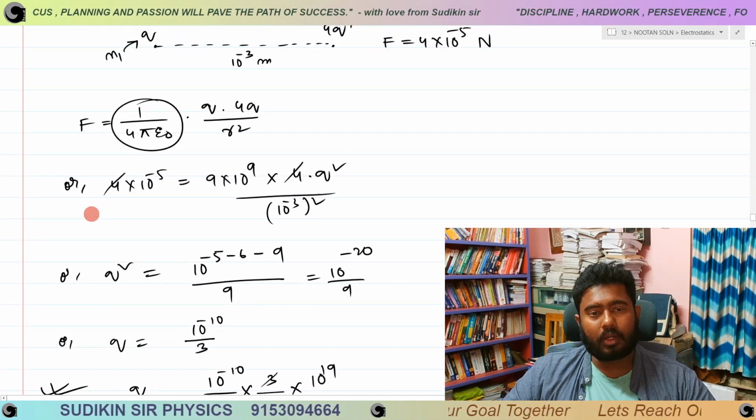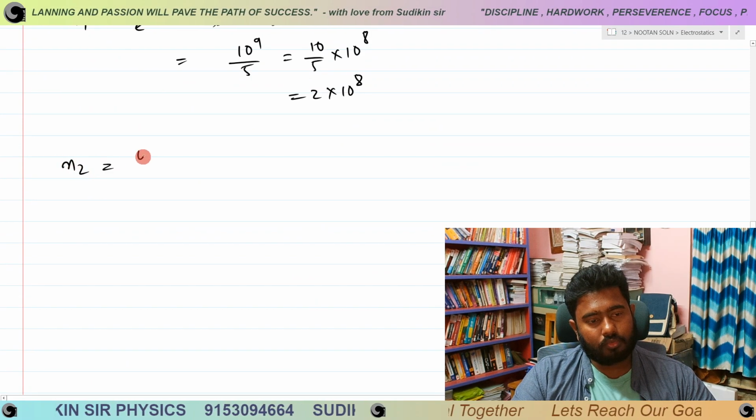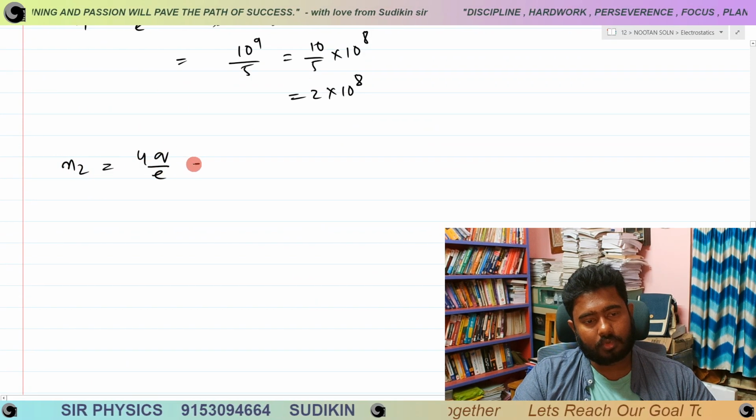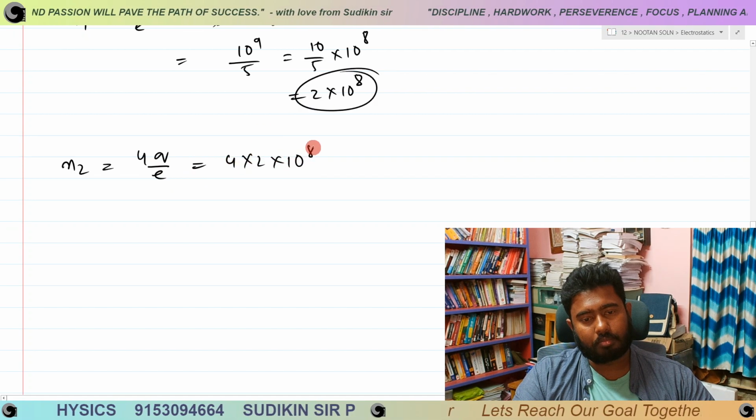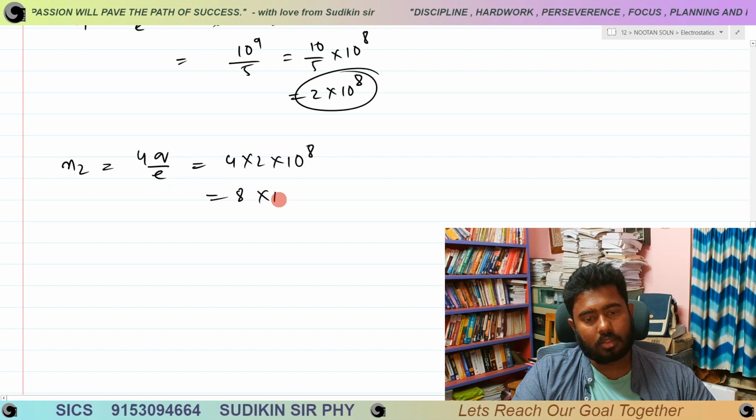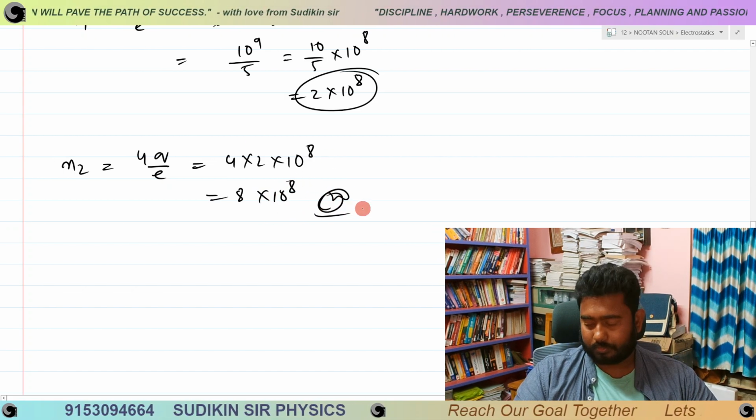Now we will be finding out n2. So n2 will be equal to 4 times q by the charge of an electron. So 4 times of this, that is 4 into 2 into 10 to the power 8, that will be 8 into 10 to the power 8 electrons. Okay, this is the answer.